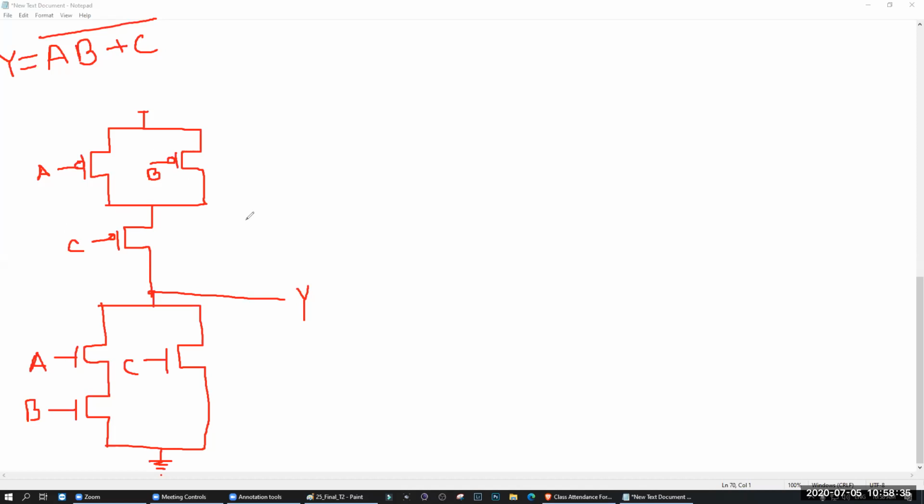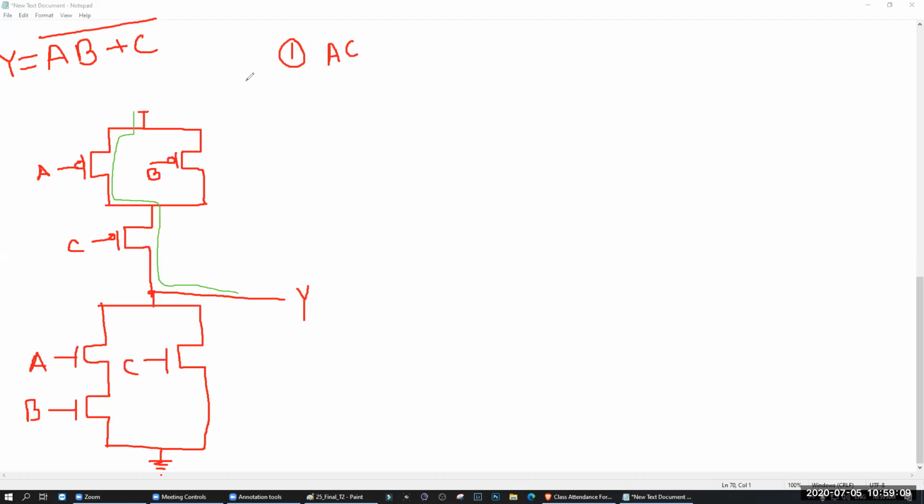Okay, p type. For p type, at first we have to find out the path. What do I mean by path? I mean this. From here, current can come, current can go to the A, current can go to the C, then it can go to the output, right? So your path number 1 is AC. That means through A, through C.